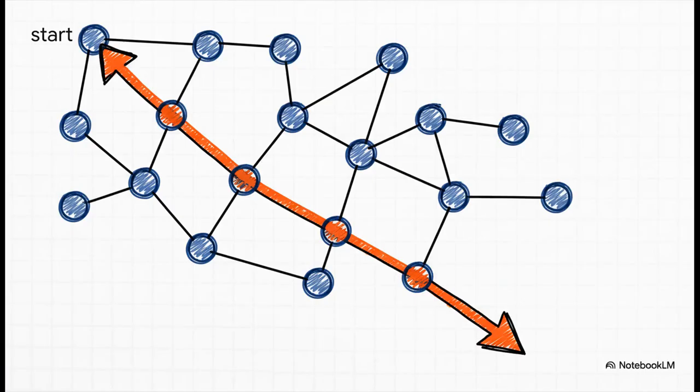Let's start with strategy number 1, Depth First Search, or DFS. The name really tells you everything you need to know. This one is all about going deep. It picks one path and follows it as far as it can possibly go before it ever even thinks about backtracking. It's a real explorer.